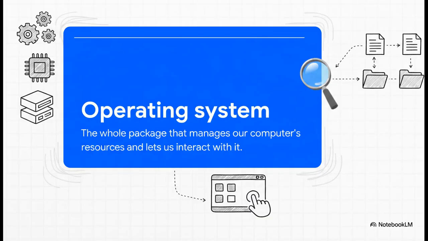The operating system, or OS, is the real big boss here. It's the master manager for absolutely everything. It juggles which programs get to use the CPU. It allocates memory and RAM. It organizes all your files on the hard drive. And, importantly, it gives you that visual interface, your desktop and your icons, that lets you actually use the machine without knowing a single line of code.